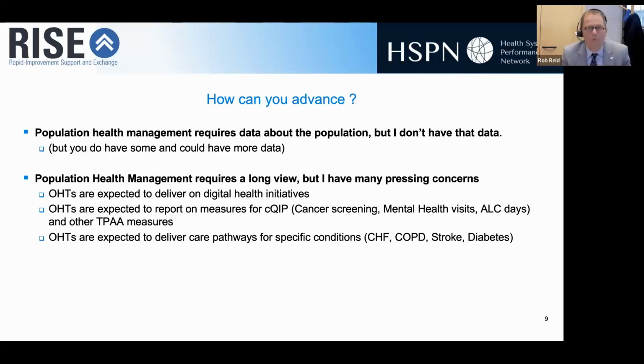And the second point that we often hear is we've got very many pressing concerns that OHTs are required to deliver on a lot of promises over the next while. Digital initiatives, reporting on measures for CQIPs, and now the introduction of clinical or care pathways for specific conditions are all on the expectations for OHTs for the next few years. But what we're going to talk a little bit about is how you can integrate these requirements into your population health management approaches, because indeed these are the building blocks, or some of the building blocks, for population health management.